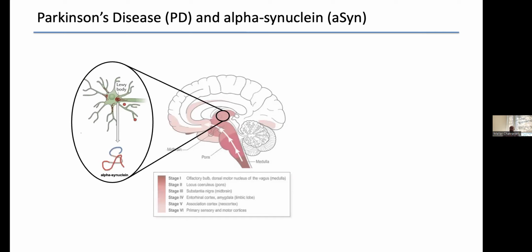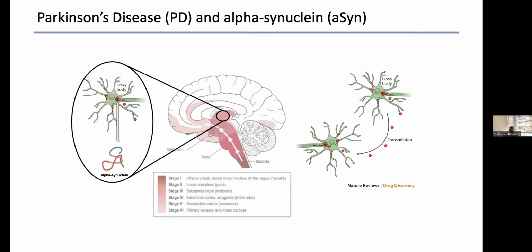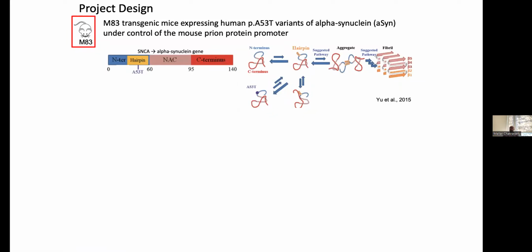And so what happens with alpha-synuclein is that it may accumulate within neurons, cause Lewy bodies, and there's synaptic transmission from cell to cell in a prion-like manner, which has been shown in cell culture, in animal models, and in actual human experiments where there have been grafts of stem cells. So what we've been doing is looking at the M83 transgenic mouse, which expresses the human form of alpha-synuclein under the control of a mouse prion promoter.